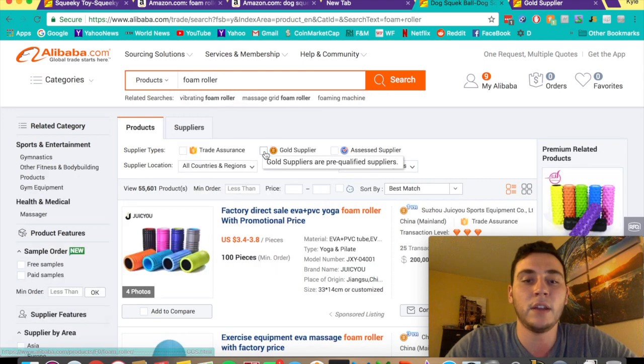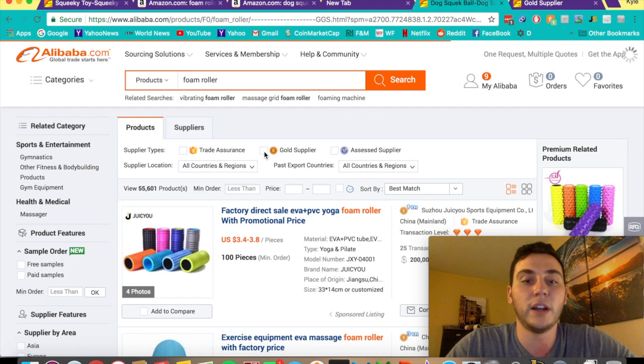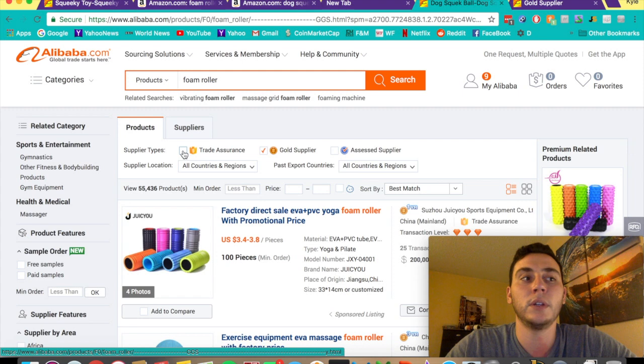And again, I always like to have the gold supplier and trade assurance. Even if you don't end up using the trade assurance to buy the products from them, a lot of times they'll offer you cheaper ways of doing it, like doing just like a wire transfer or going through PayPal. Sometimes they prefer that. And trade assurance kind of takes a while. I know one of my suppliers, they would rather do PayPal because it's more immediate.